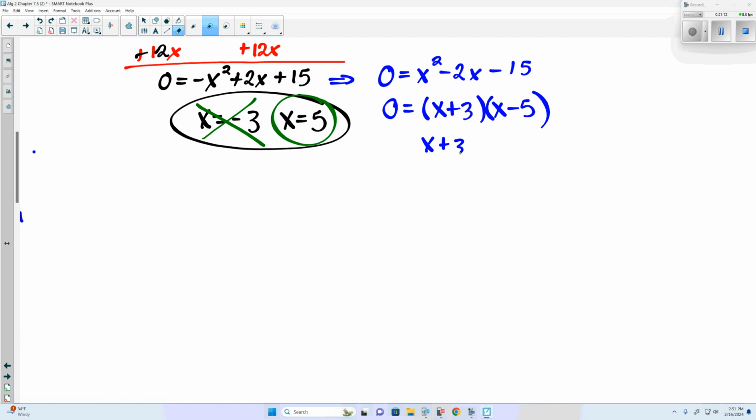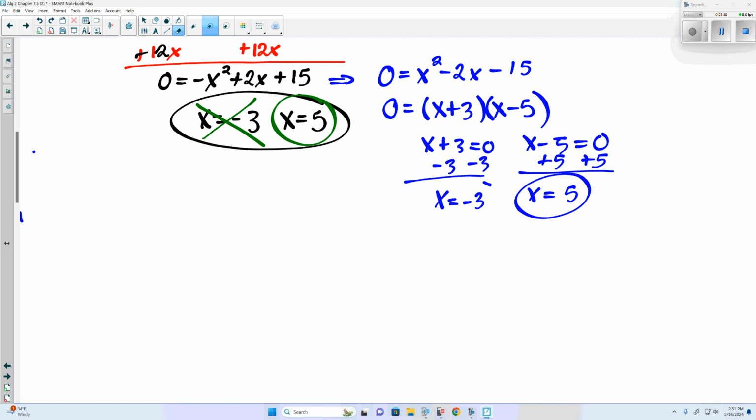And that tells us x plus 3 is 0. On the other side, x minus 5 is 0. Here we would subtract 3. Here we're going to add 5, telling us x is equal to negative 3. x is equal to 5. And just like we said before, negative 3 doesn't work. So it's just 5. Question on this here? Do you feel comfortable with these?